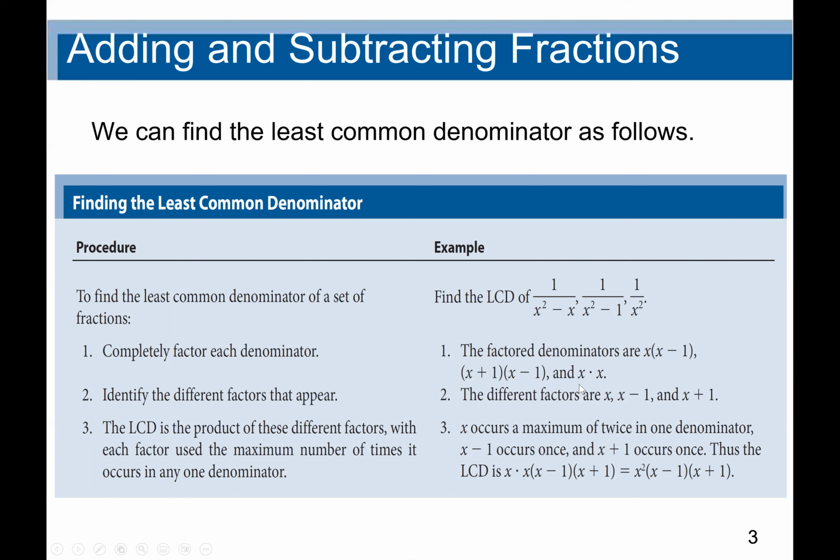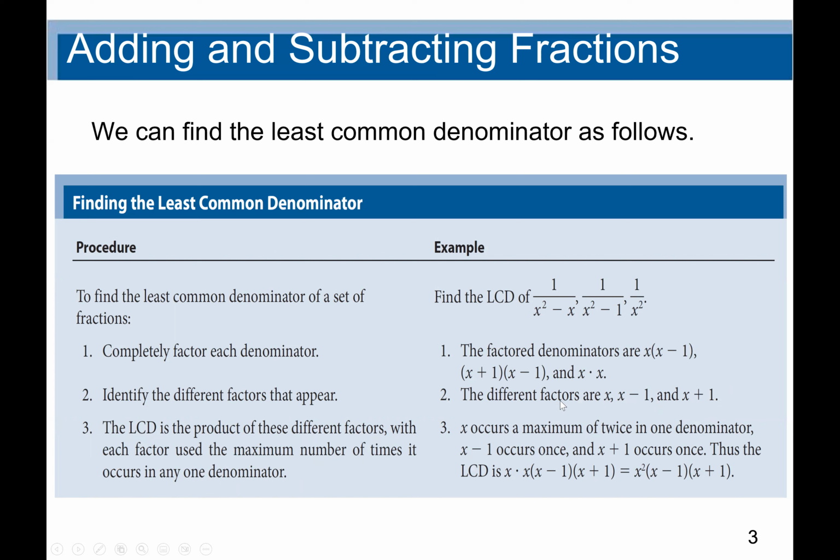S appears twice, we only need one. So these are the different factors. Then the LCD will be the product of all the different factors. So here we say the LCD is the product of these different factors. With each factor, you use the maximum number of times it occurs in any one denominator.